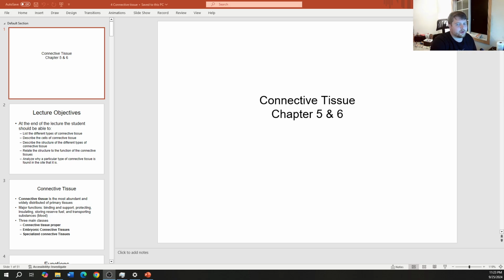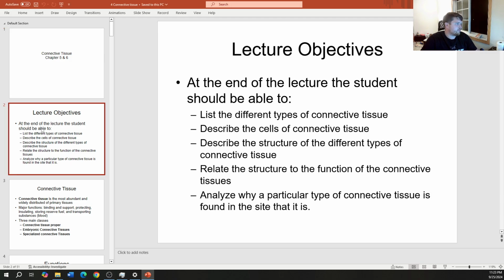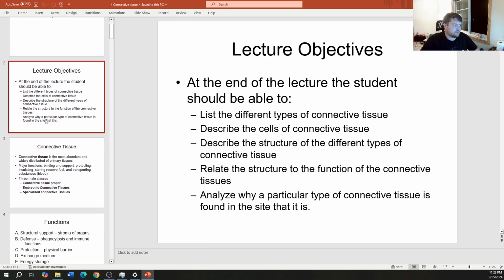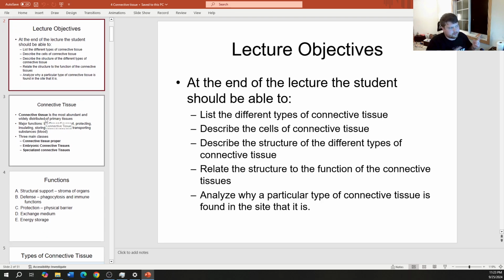Today we are going over the connective tissues, chapters 5 and 6. So we're going to go over the different types of connective tissues, the cells of them, the structure of the different types, as well as relating the structure to the function. And finally, why we have particular connective tissues in the specific sites that we find them.